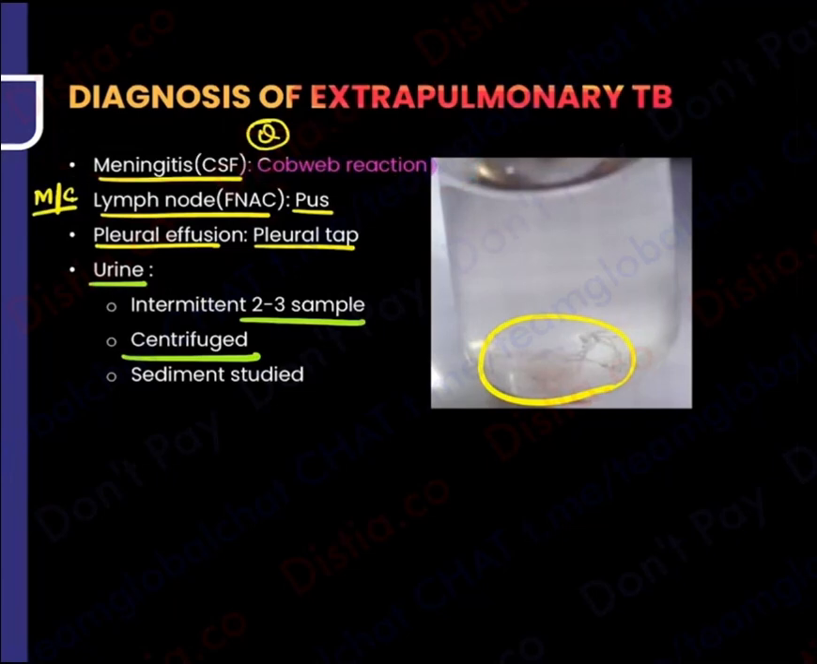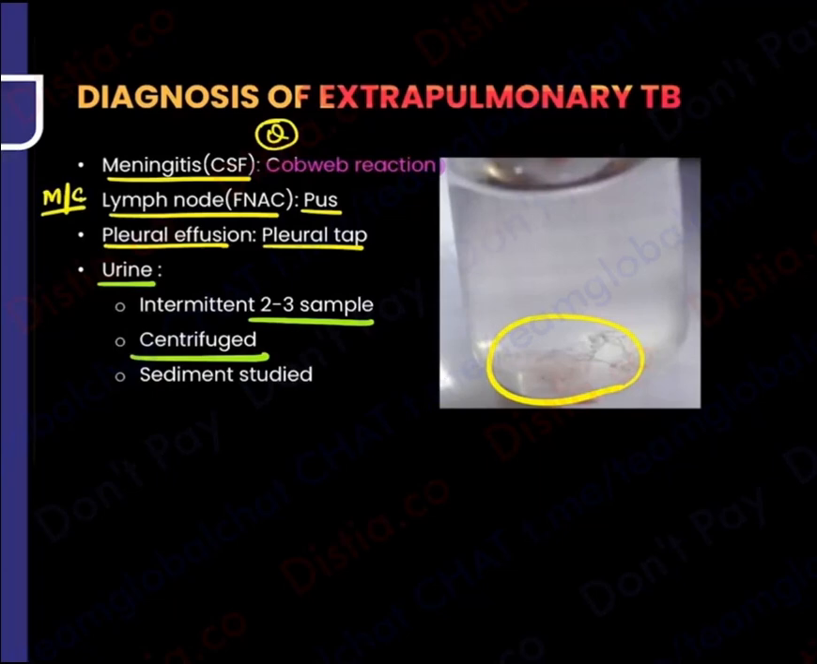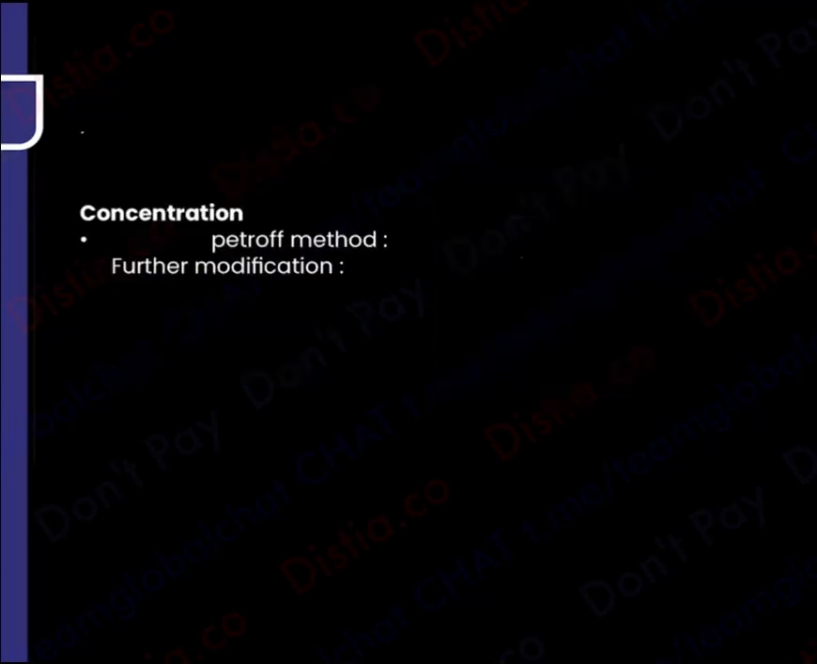Now let's move on from extrapulmonary TB. Let me come back to the usual. Let me say there is a case of pulmonary tuberculosis, and from this suspected pulmonary TB patient, I have got a sputum sample.